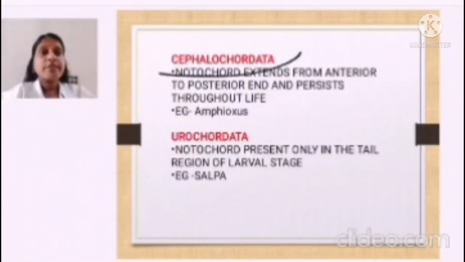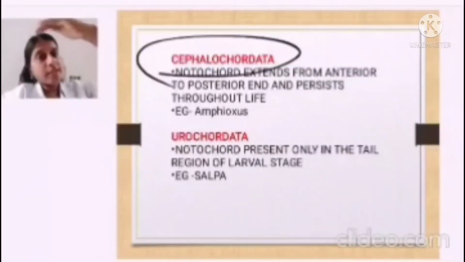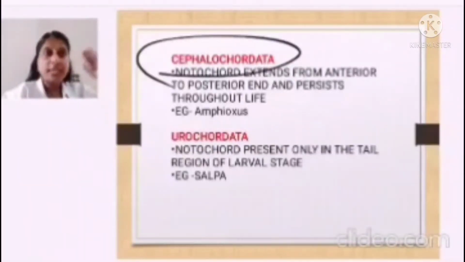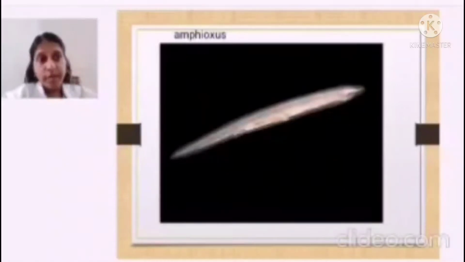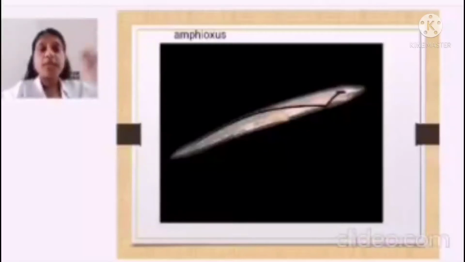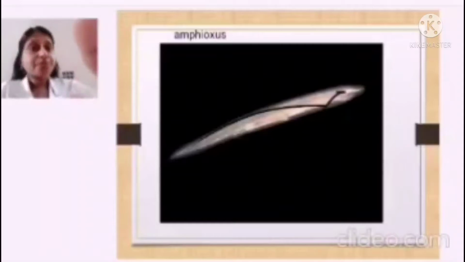When you are seeing the cephalochordata, the notochord from the anterior till the posterior, means from the front till the back, is present and it is persisting throughout life. In the larval stage you can find it, and when they grow older, the adults also have the notochord. In that case, I categorize them under Cephalochordata. For example, Amphioxus. They have the notochord from the anterior position till the posterior one, and it is persisting throughout their life.